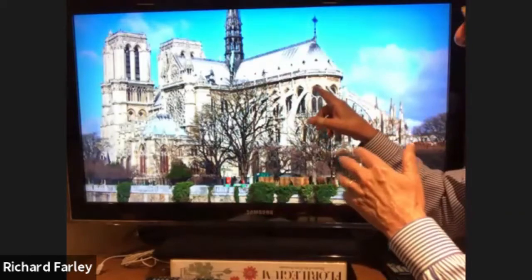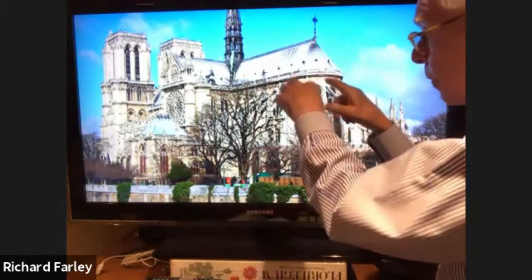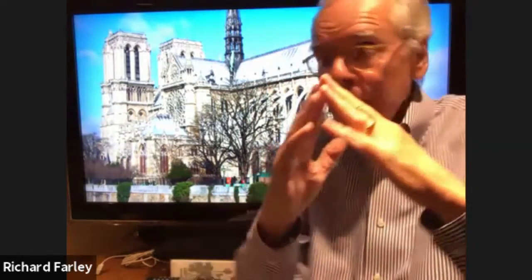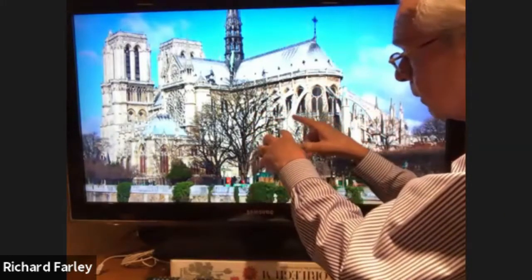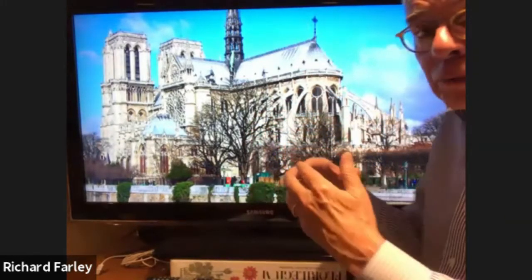The Gothics knew enough about structure to be able to take that thrust. The thrust is the pushing out of the base of the roof and take it down into these flying buttresses over to the side.